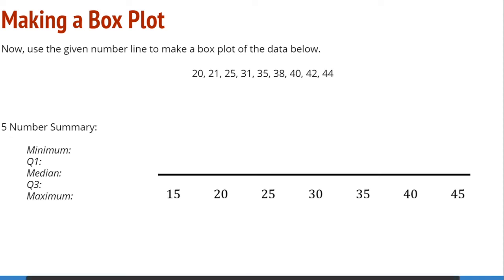All right, so here we have another set of data, and we're going to practice making a box plot. So the first thing I need to do is find my 5-number summary. I need my minimum, which is 20. I need to find my maximum, which is 44. I need to find the median. 1, 2, 3, 4, 5, 6, 7, 8, 9. So I've got 4, 4, and there's number 9. All right, median is 35.